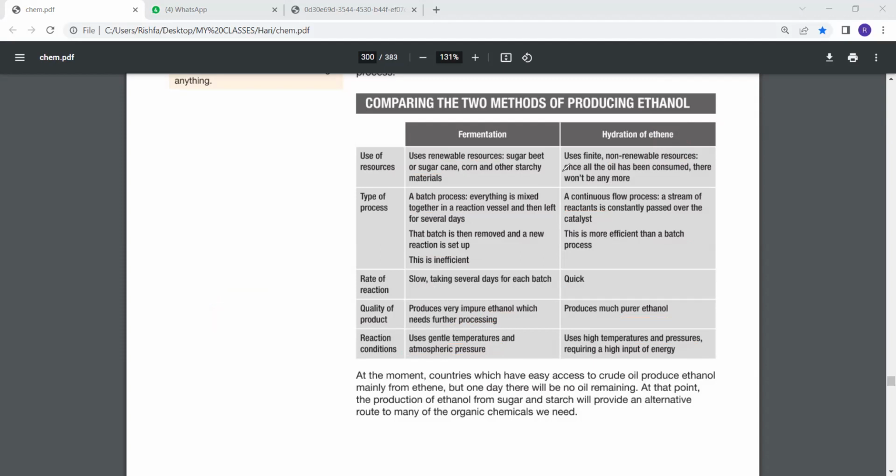Once all the oil has been used, it won't be abundant anymore. Is it abundant now? Yes, it is abundant. But there won't be any more, so we will have to find some alternative. So this is a non-renewable resource. Are you okay with renewable and non-renewable?